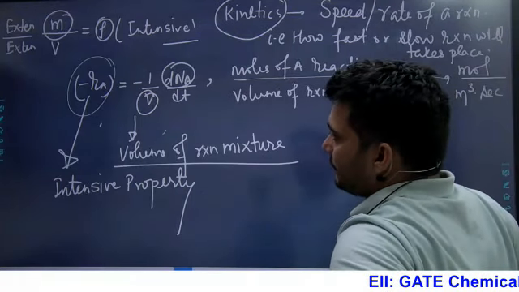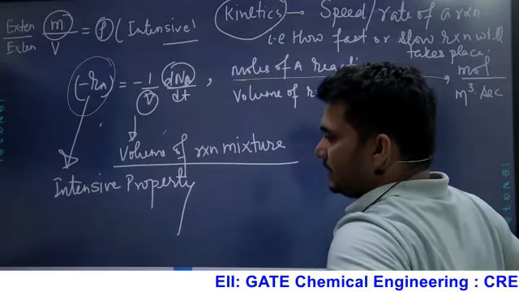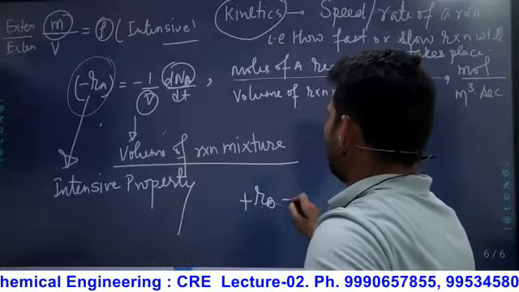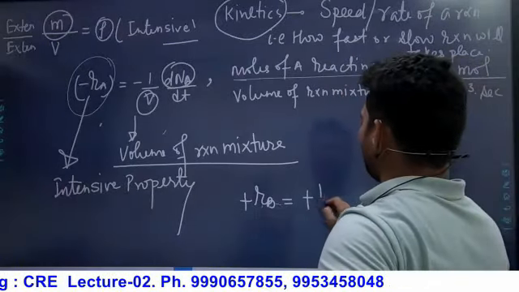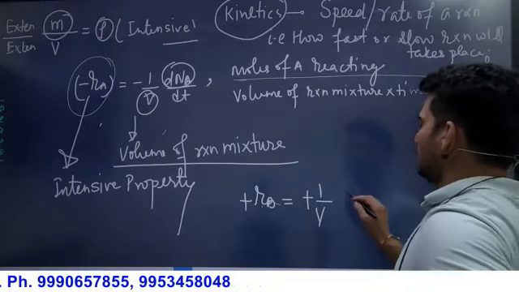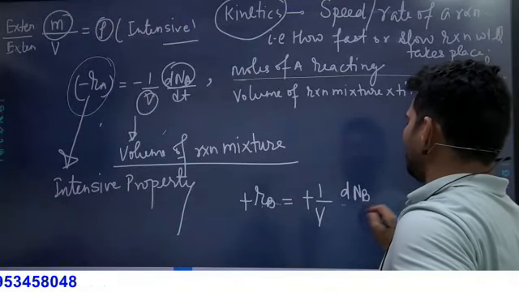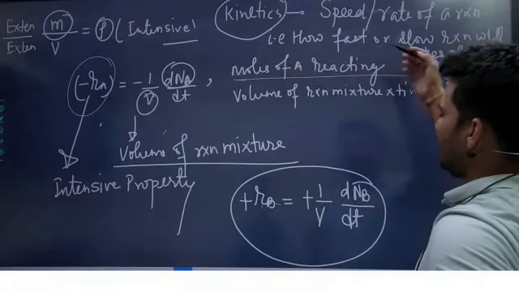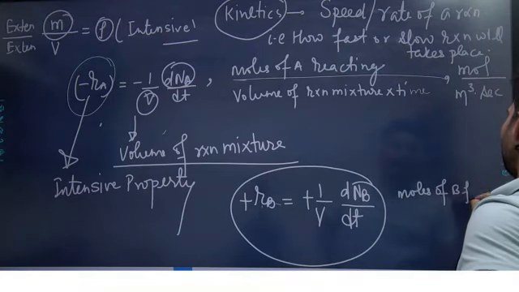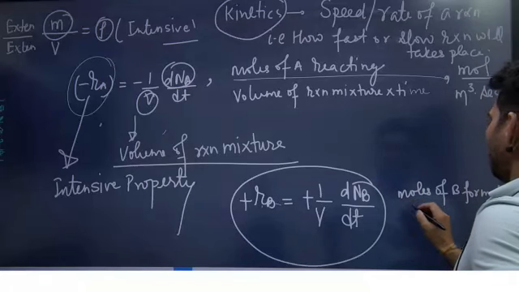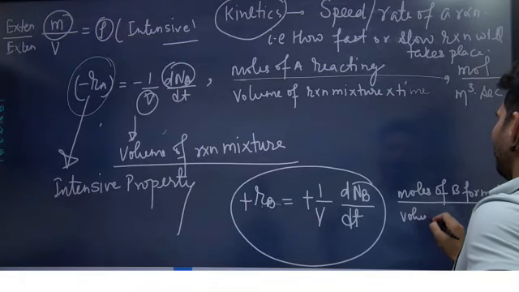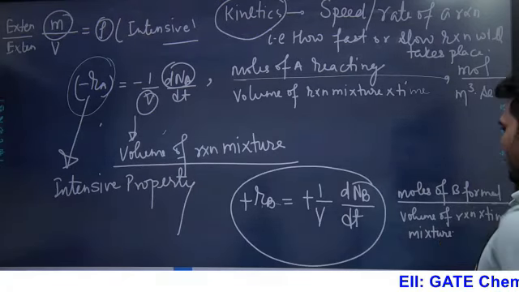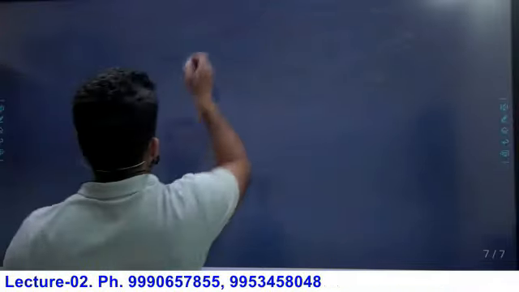So minus RA will be minus 1 by V dNA by dt. Plus RB, the rate of formation of B, will be plus 1 by V, the volume of reaction mixture, dNB divided by dt. In this case, you write it as moles of A reacted, moles of B formed, divided by volume of reaction mixture per unit time. You get this point? So now try to understand how we will define the rate.